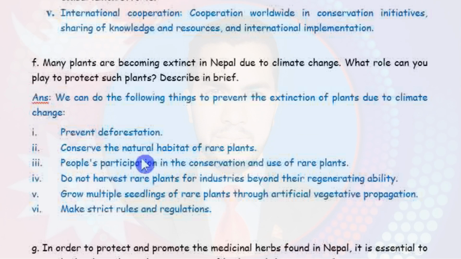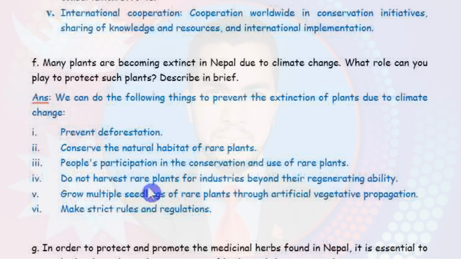Many plants are becoming extinct in Nepal due to climate change. What role can you play to protect such plants? Describe in brief. Answer: we can do the following things to prevent the extinction of plants due to climate change. Number 1, prevent deforestation. Number 2, conserve the natural habitat of rare plants. Number 3, people's participation in the conservation and use of rare plants. Number 4, do not harvest rare plants for industries beyond their regenerating ability.